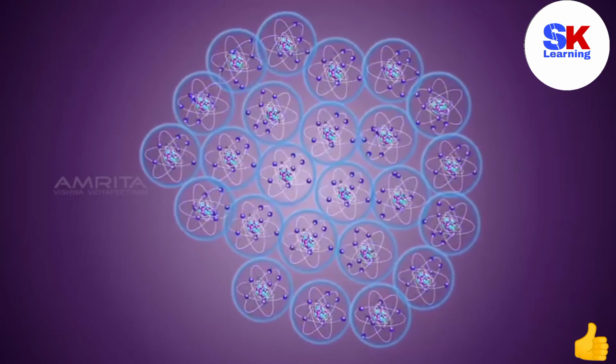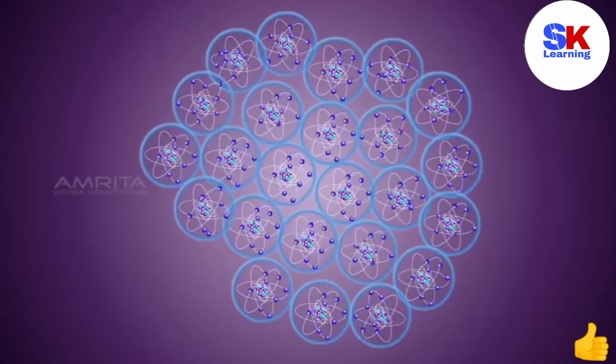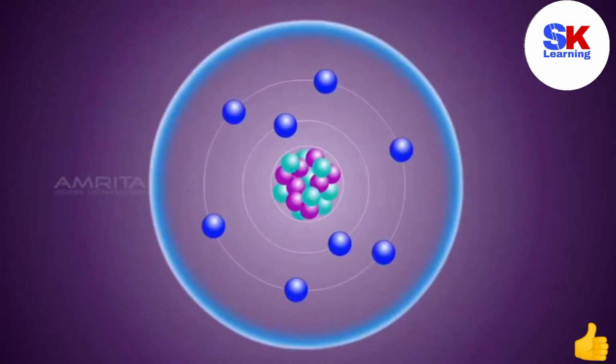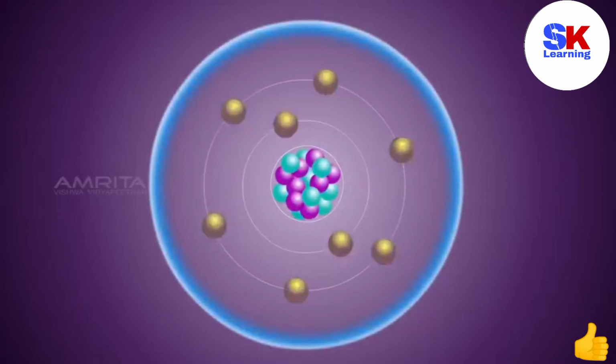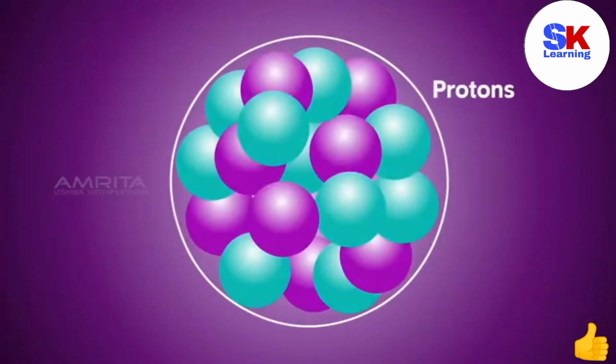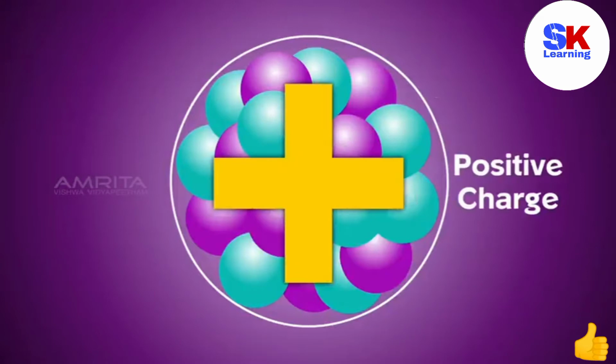These particles are called atoms. Atoms are the building blocks of all material. Atoms are made up of three types of particles called protons, neutrons and electrons. An atom has a central nucleus with protons and neutrons in it. Protons are positively charged and neutrons have no charge, so the nucleus is positively charged. Protons and neutrons are collectively called nucleons.